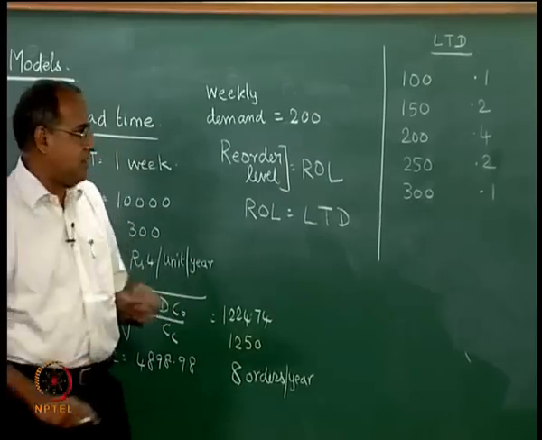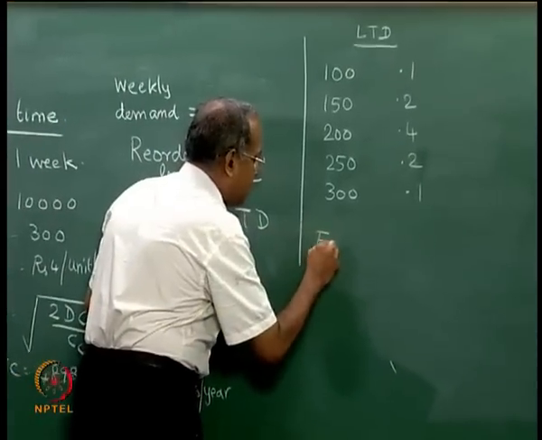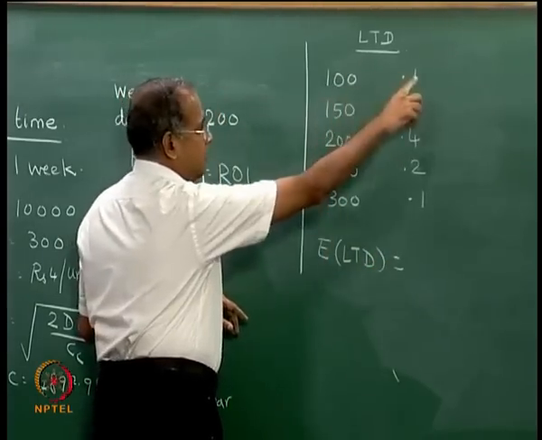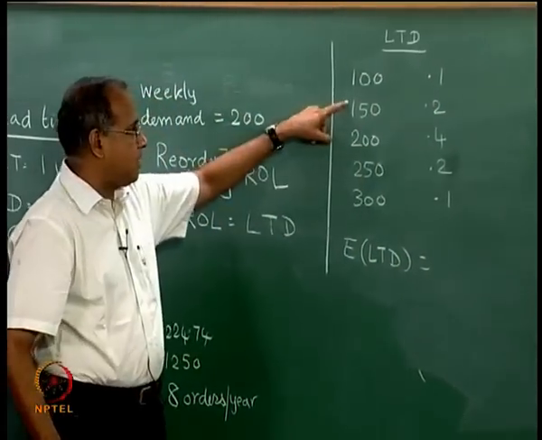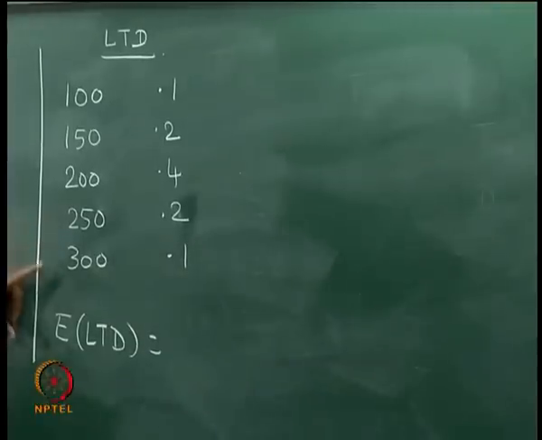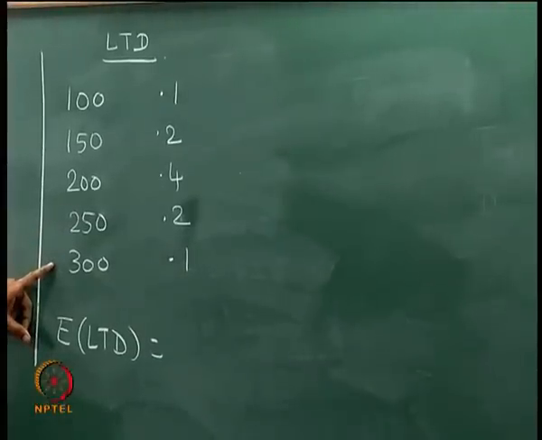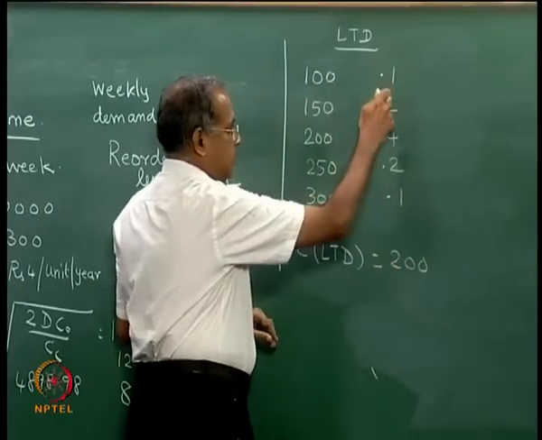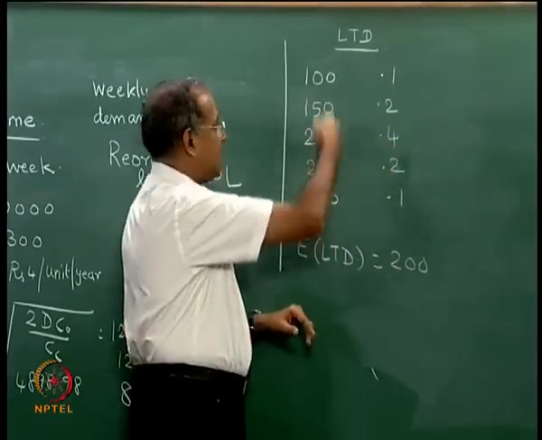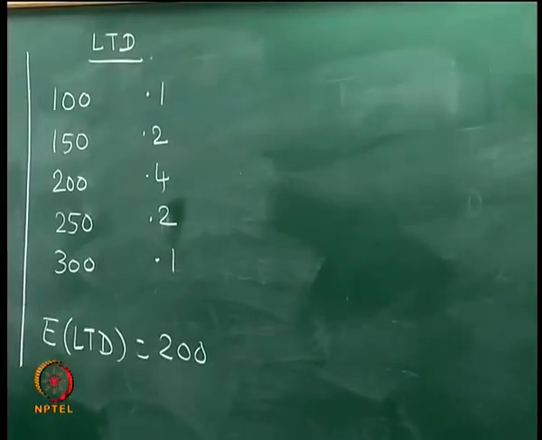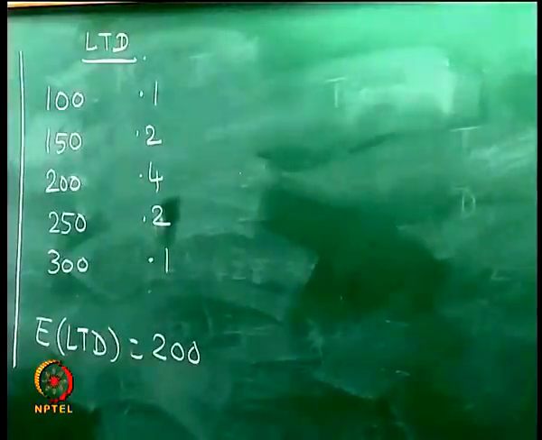Now, the expected value of lead time demand will be 100 into 0.1 plus 150 into 0.2 plus 200 into 0.4 plus 250 into 0.2 plus 300 into 0.1. This will add up to 200 because it is 0.1, 0.2, 0.4, 0.2, 0.1 and the gap is 50. That is symmetric about the mean. So, 200 is the expected value of the lead time demand.